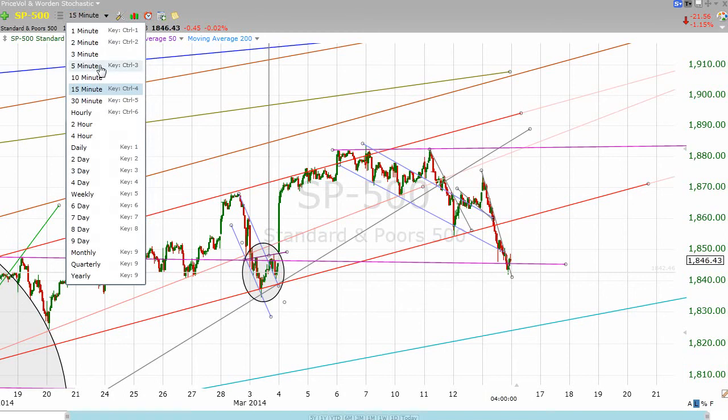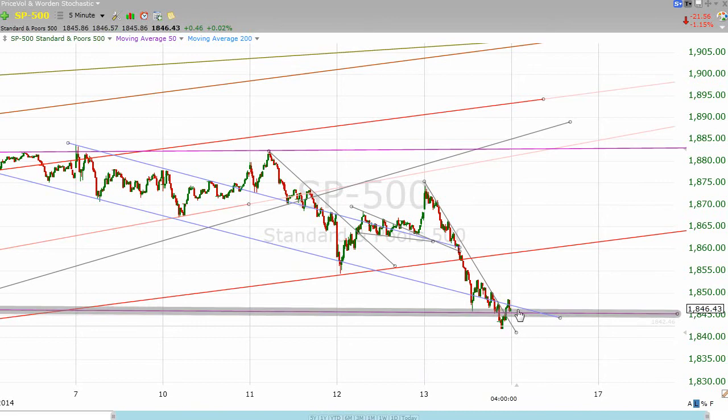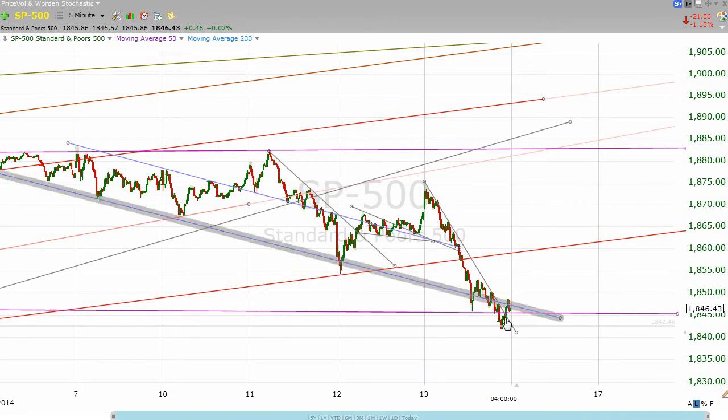Now, if we look at a 5-minute chart, all I want to show you is this. We had been in a descending channel right here. Today, we spent a good portion of the day actually underneath that channel. You know, sometimes that's a sign of capitulation. So let's see if this may be telegraphing a little bit of a move, a bounce.